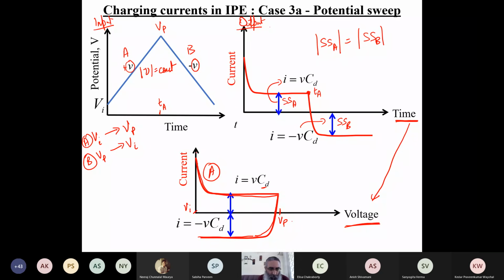But to continue, let me just take two more minutes to finish this. I want you to appreciate that we are transposing a current versus time graph to a current versus voltage graph, and in the process you get this kind of shape, where you have the transient part of A, the steady state part of A, the transient part of B, and then the steady state part of B.